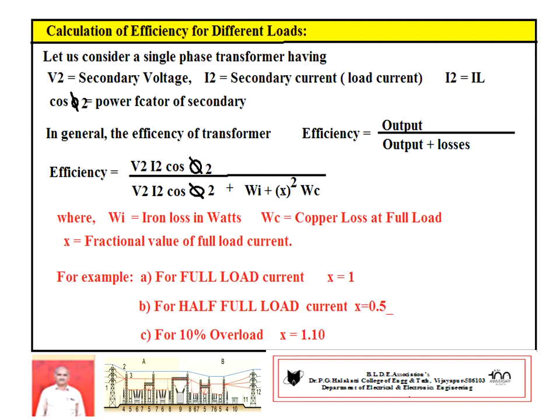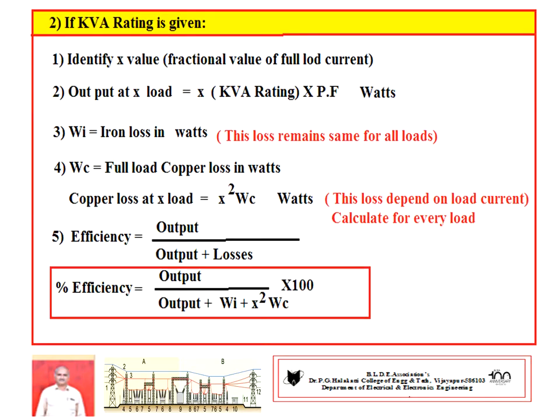Then, output power, and Wi be the iron loss, Wc be the full load copper loss, X is the fractional value of full load current. Sir, if X is 1, it is referred to as full load current. If X is 0.5, it is called half full load condition.